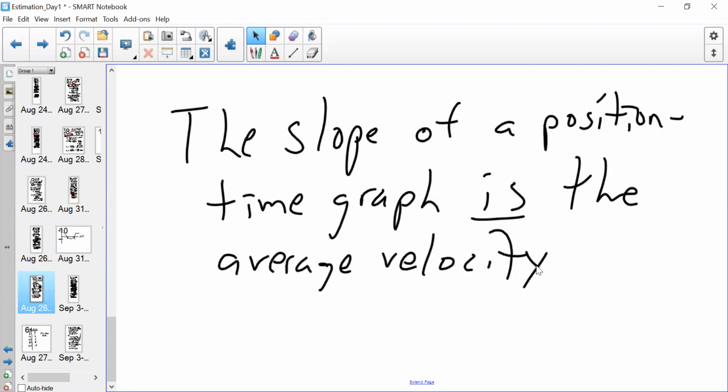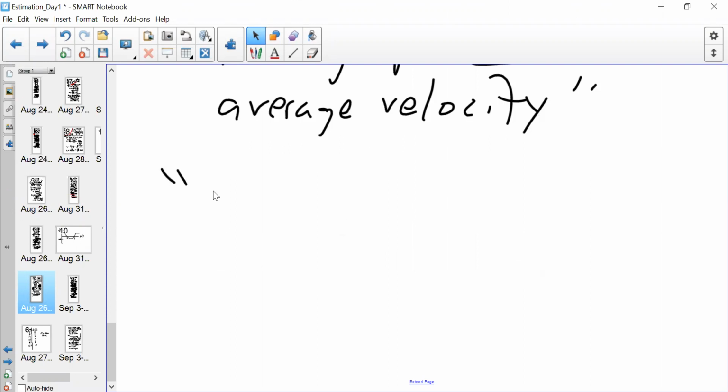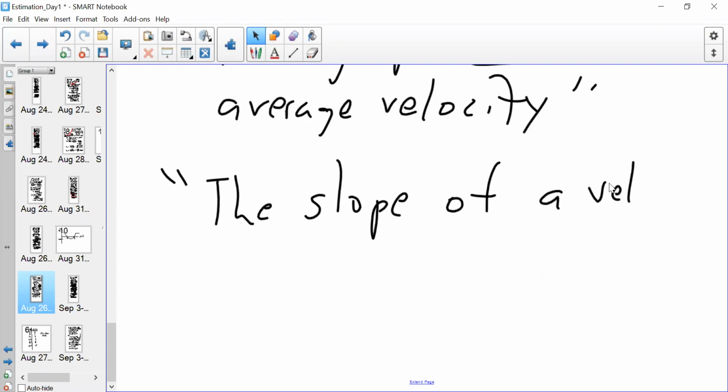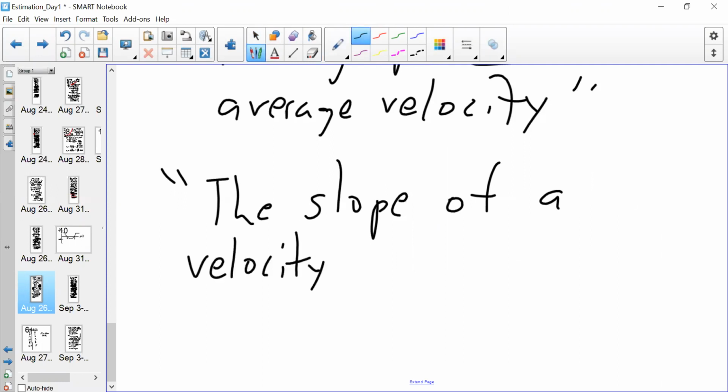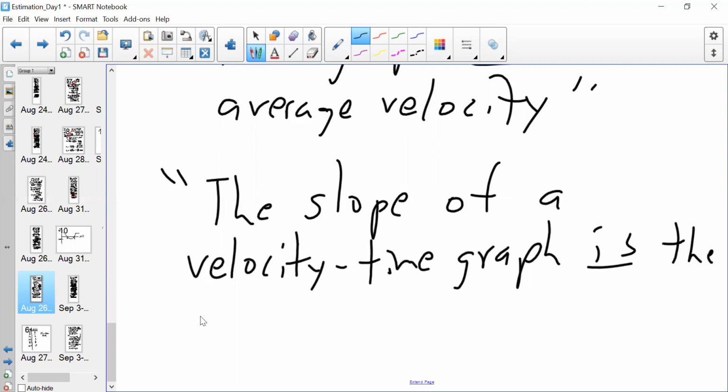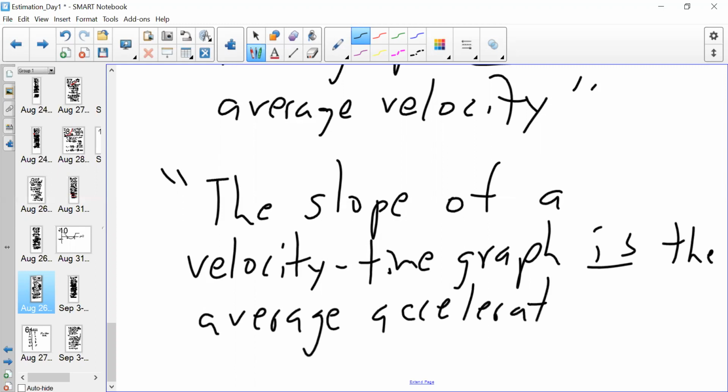So that's what we're doing here. The slope of a position time graph is the average velocity. And likewise, when we get to it, the slope of a velocity time graph is the average acceleration.